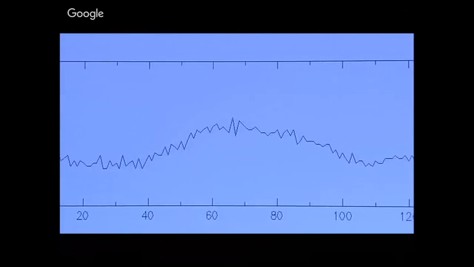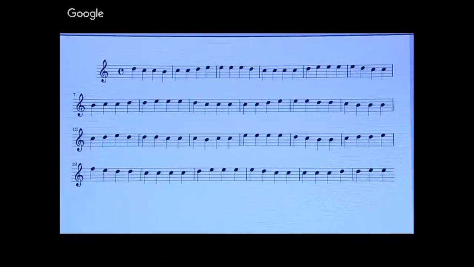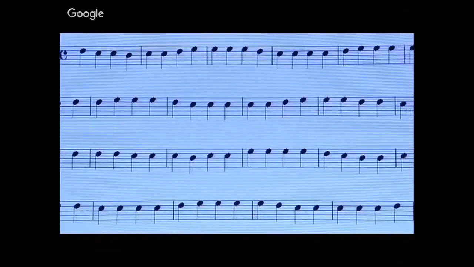Now, things actually look more organized. They look, in a sense, more periodic. And so let's play it out and see what this sounds like. So which would you prefer to listen to, the healthy heart or this? Boy, what a contrast.